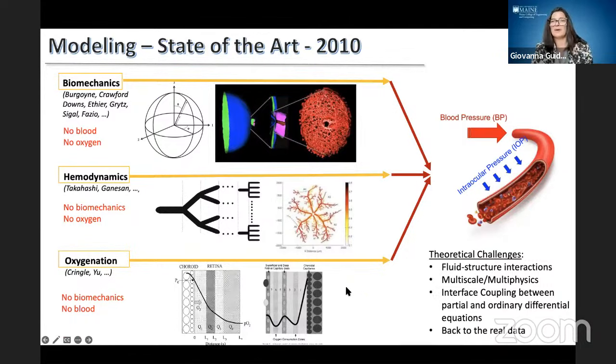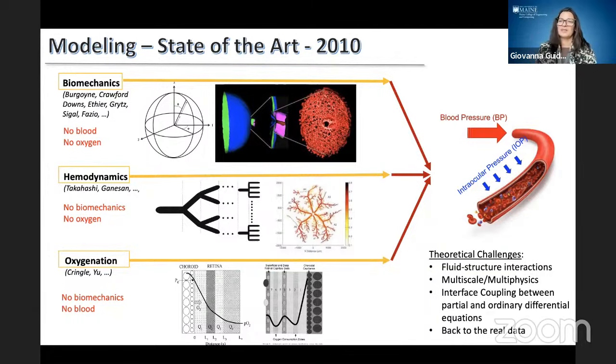Also, even though I will not talk about it in this talk, there were works published on the oxygenation of the retinal tissue. But again, a model or an attempt at modeling biomechanics, hemodynamics, and oxygenation together in a single model was not present. So that is where we started. And the theoretical challenges were many. For the people in the field, fluid-structure interactions are a challenge. They bring up, for example, partial differential equations of mixed type, for which the theory is not completely understood. These problems also bring multi-scale, multi-physics aspects that are challenging from both the theoretical and computational viewpoint.